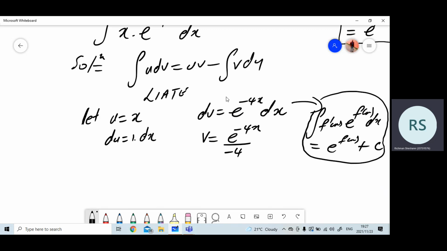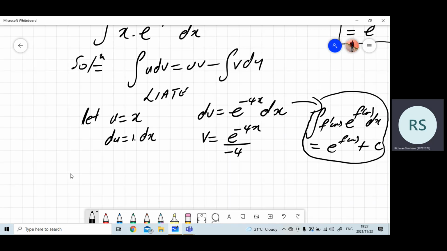I said we find v by integrating this function. So integrate this function, use this formula. This is maths 1. I got the answer. The answer should be e to the minus 4x over minus 4. All right.